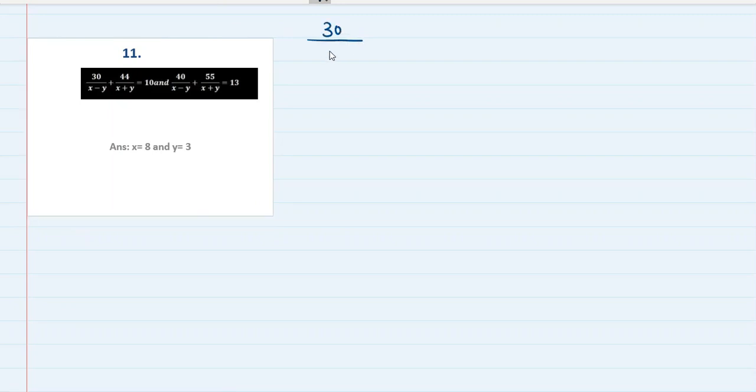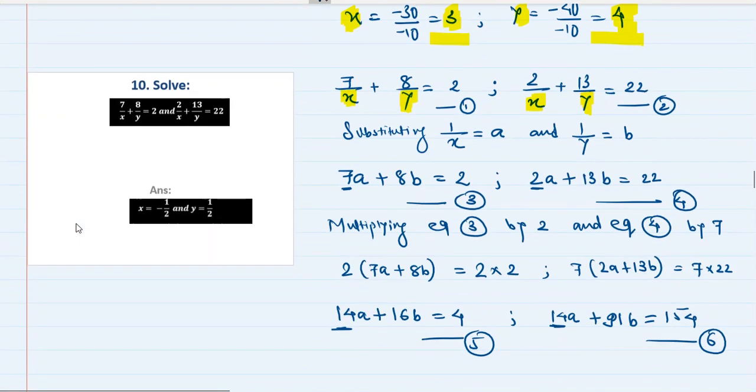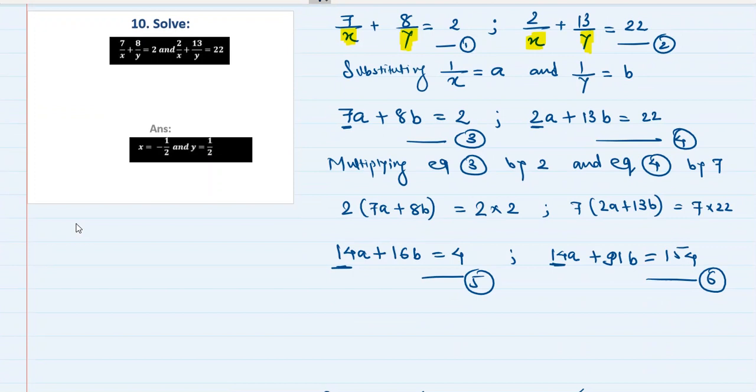The equation 1 is 30 upon x minus y plus 44 upon x plus y is equal to 10, and equation 2 is 40 upon x minus y plus 55 upon x plus y is equal to 13. So since you know that you cannot take LCM, this will become much more complicated. x and y must not be in the denominator. That was the lesson we took in the previous question. x and y must not be in the denominator.